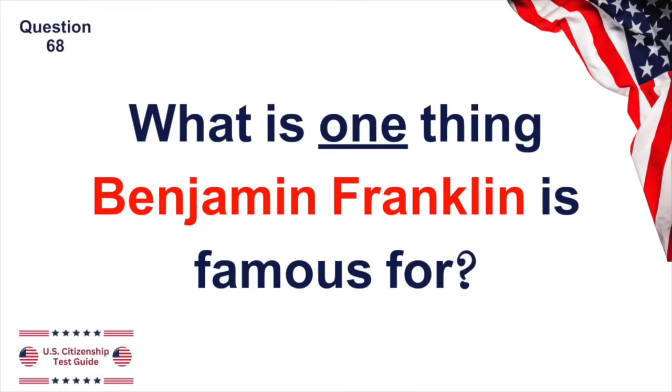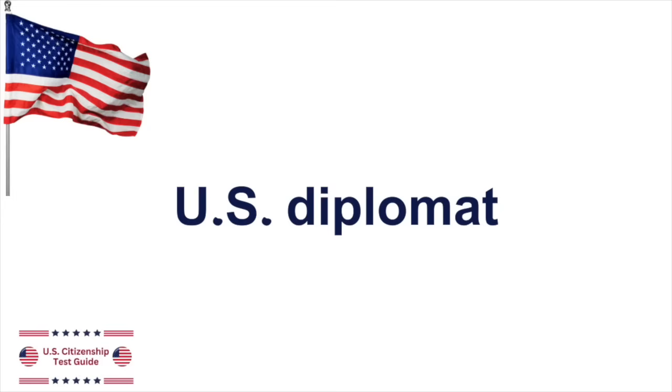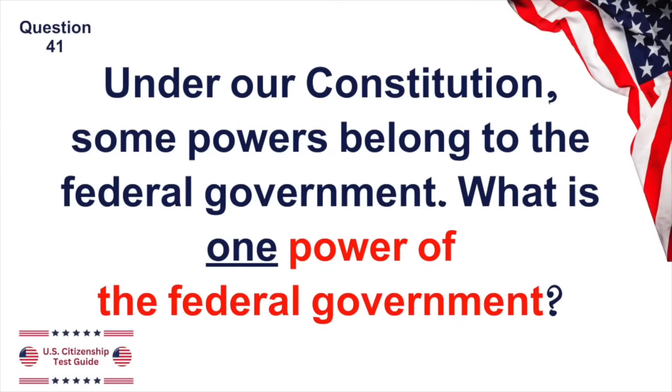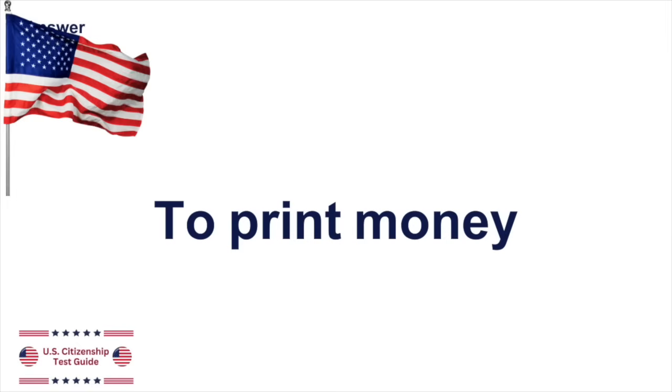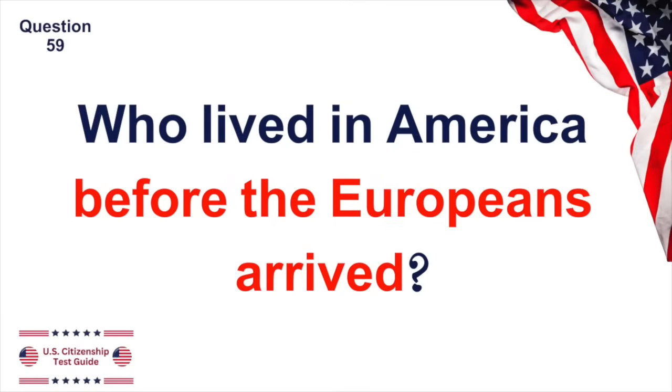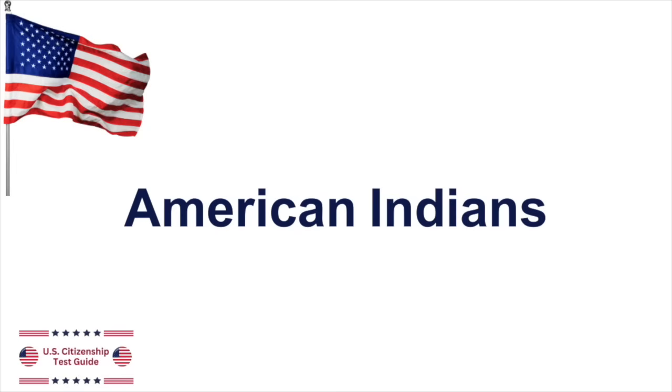What is one thing Benjamin Franklin is famous for? U.S. diplomat. Under our Constitution, some powers belong to the federal government. What is one power of the federal government? To print money. Who lived in America before the Europeans arrived? American Indians.